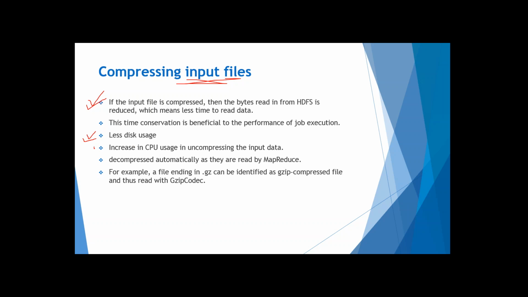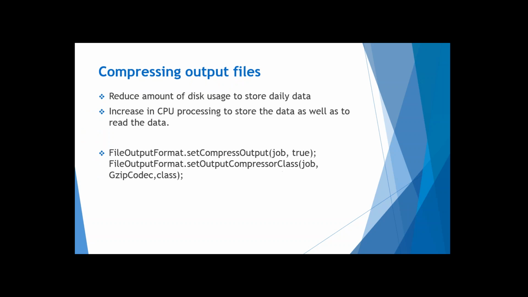So increased CPU usage, definitely. They decompress automatically as they are native decompressors, and so the time to read the data is reduced. A default codec which is used is the GZip codec, but there are others also. I'll talk about it. So by compressing the output file format, you are definitely writing less data onto HDFS, so the data management and the block management, everything is fast. This is how you can set the file output format: set compress job output true, and what compression you want to use. Here I am using GZip again in this example.